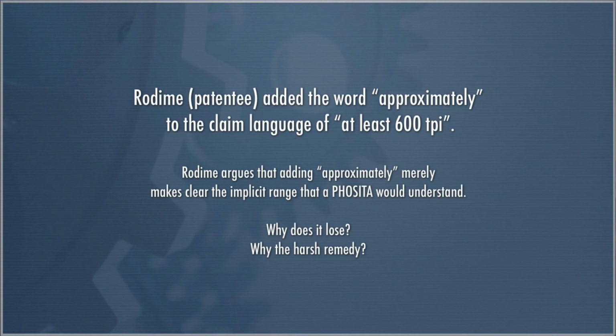Right? And what Rodime argues is that does not broaden the claim at all, because a person of ordinary skill in the art in the relevant field would have understood that saying at least 600 TPI means, in effect, at least approximately 600 TPI, right? The court just doesn't buy this, right?